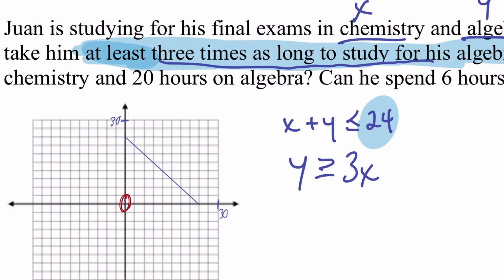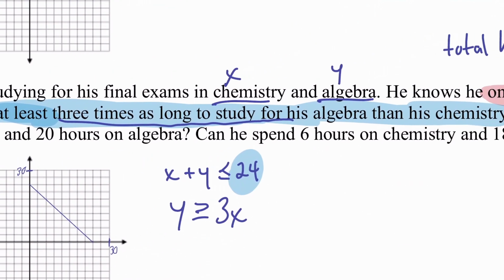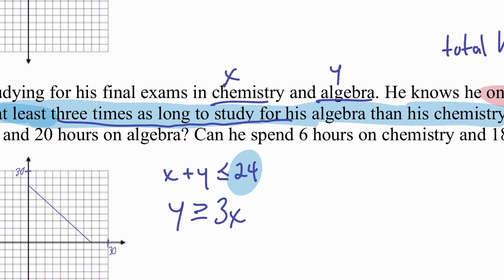So the feasible region so far includes all of this space here. Also, by the way, I kind of alluded to this, but of course, x is greater than or equal to 0, and y is greater than or equal to 0, because you can't have negative numbers of hours, right?